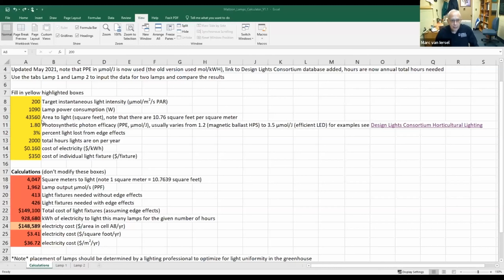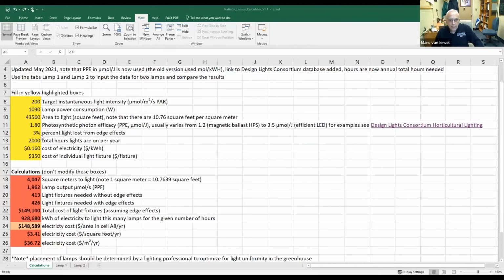The size of your facility, so in this case, we have 43,560 square feet or 1 acre. You need to enter the efficacy of your light fixture. That is the amount of light that the fixture provides per unit energy. And so 1.8 is basically the efficacy of a very good high pressure sodium light.